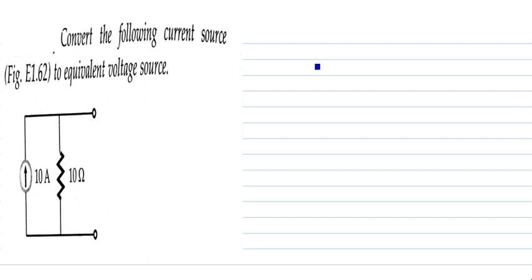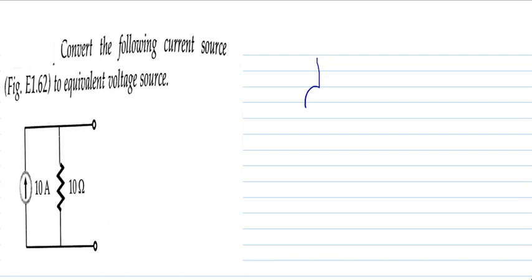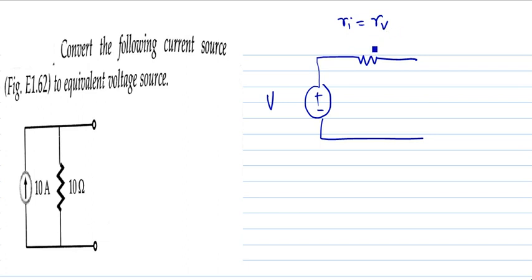So let's see here. The current source will be converted into a voltage source in this manner, and the circuit will become like this. Here we will have a plus minus voltage source V, and here in series we will have a resistance. So here Ri is equal to Rv. This resistance of the current source is equal to the resistance of the voltage source. So this resistance will be 10 ohm, and here voltage is equal to I into R, that is 10 into 10, that is equal to 100 volt. So this is the equivalent circuit, or equivalent voltage source, of this current source.